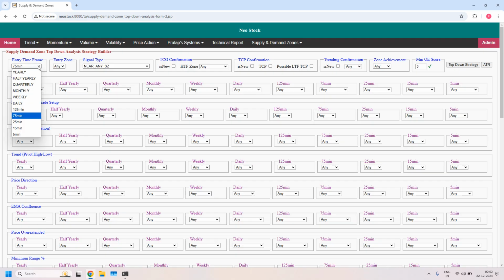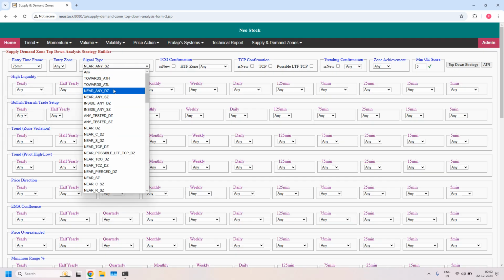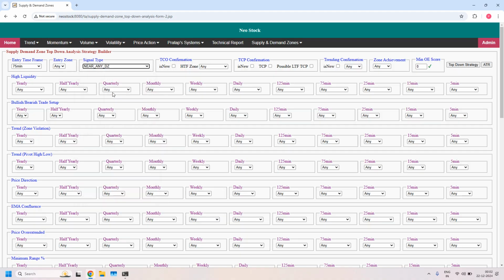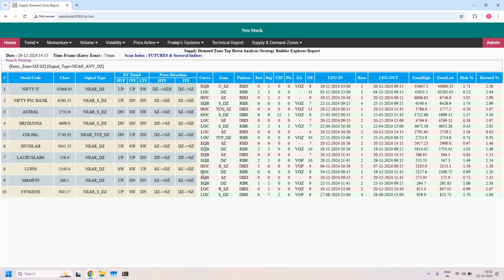Entry time frame 75 minutes. Let us find the stocks near 75 minutes demand zone. We got 10 stocks. Let's identify any high liquidity zones from this list. NIFTY PSU, it is not listed in F&O. Astral is pierced, not a valid zone. Britannia is also pierced, not a valid zone.